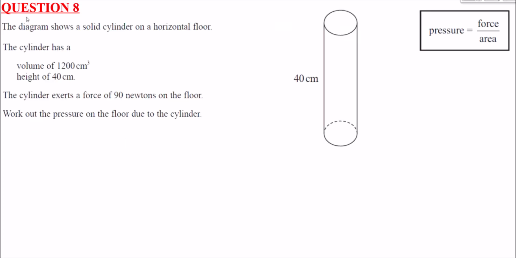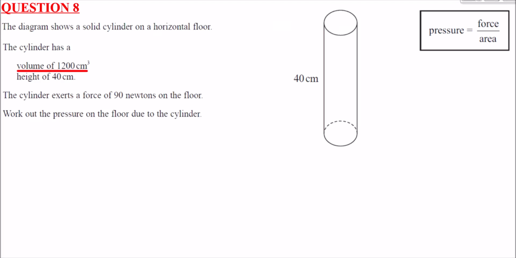Question 8, we have a solid cylinder stood on its circular base as shown. The cylinder in question has a volume of 1200 cubic centimetres and a height of 40. The cylinder exerts a force of 90 newtons on the floor, and we need to work out the pressure on the floor due to the cylinder. So the volume's 1200 and it's clearly a cylinder, so how would you work out the volume of a cylinder?